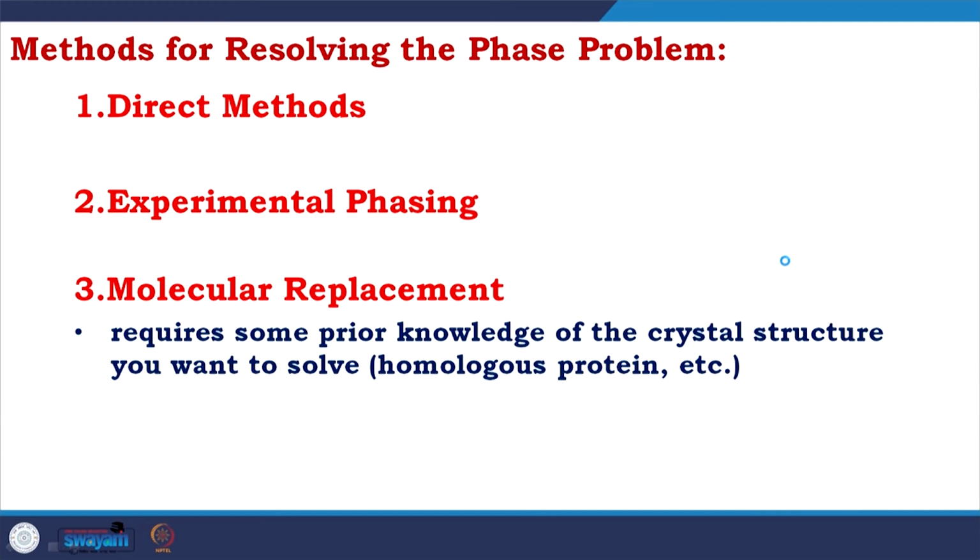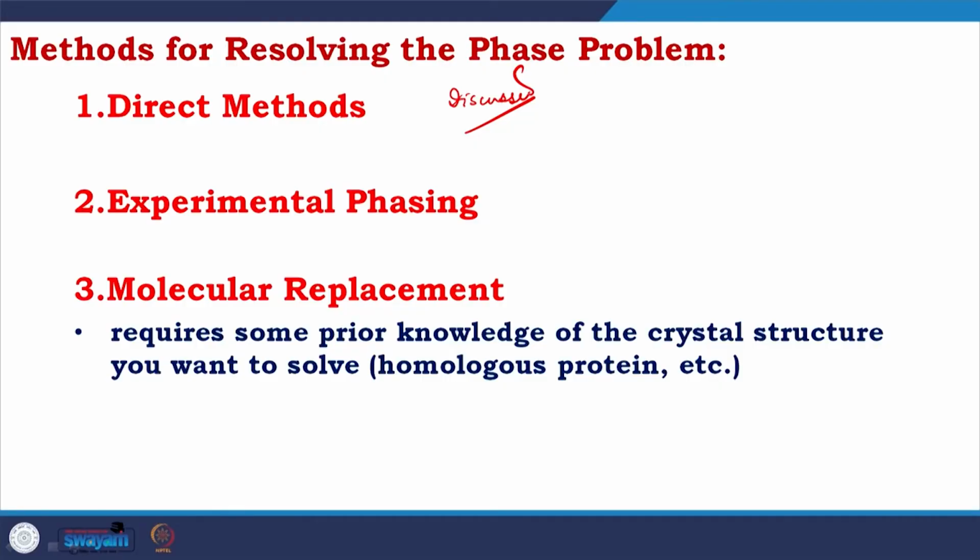So, what are the methods to solve the phase problem? Direct methods we have discussed already. The other two categories are experimental phasing, where we will use heavy atoms, and the third one is molecular replacement, which requires some prior knowledge of the crystal structure you want to solve. Why? Because molecular replacement, which I will talk about in detail in the next class, is a revolutionary step in the field of protein crystallography. Today you see the number of crystals being solved, every day new crystals are coming, thanks majorly to molecular replacement.